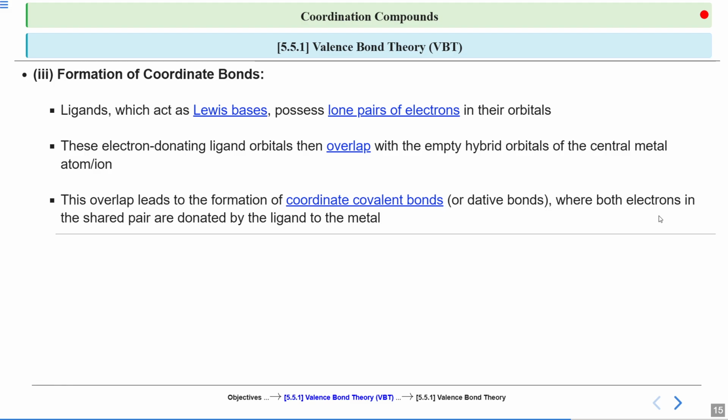So this overlapping between the orbital of the ligand and the empty orbital of the central metal atom or ion leads to the formation of this coordinate covalent bond or dative bond, which forms when both the electrons in the shared pair are donated by the ligand to the metal.